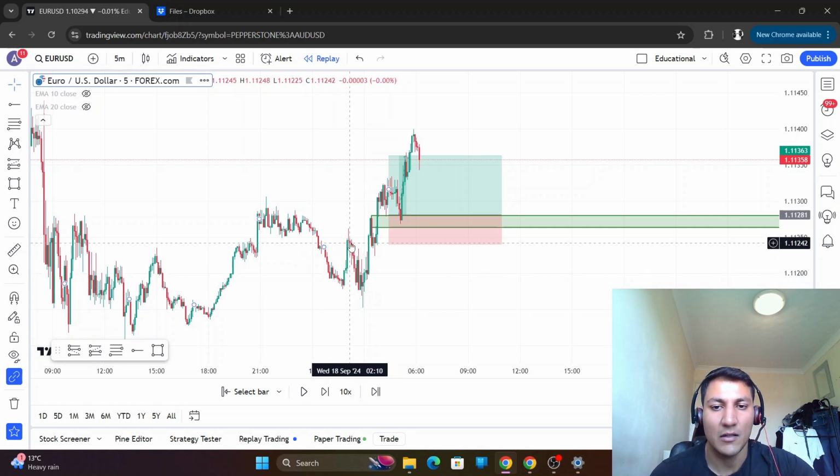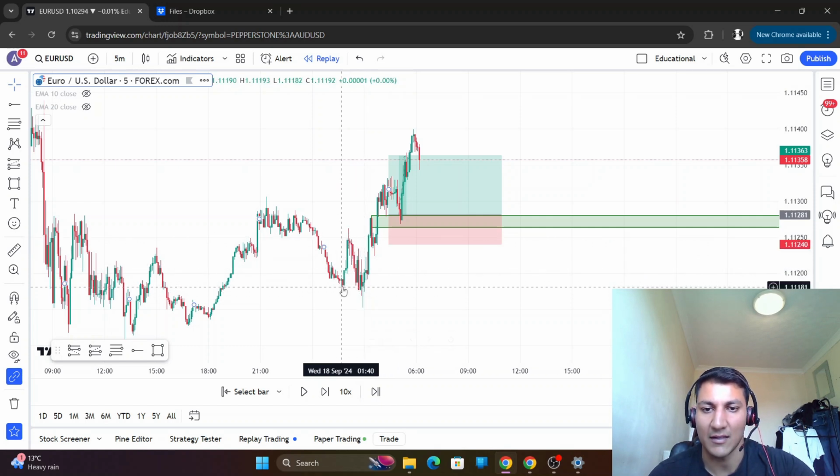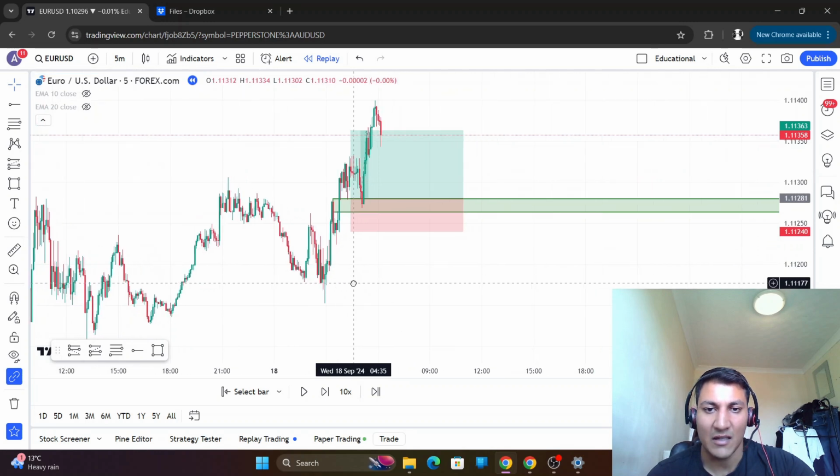2 a.m. till 3 a.m. is often a Judas swing. You see this? It's often a fake move to take out liquidity. That's what 2 till 3 a.m. is. So you don't really want to be trading then. I would always trade between 3 till 5 a.m. and that's the Silver Bullet.